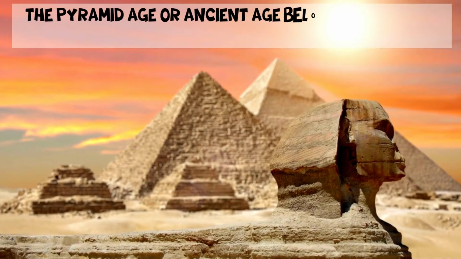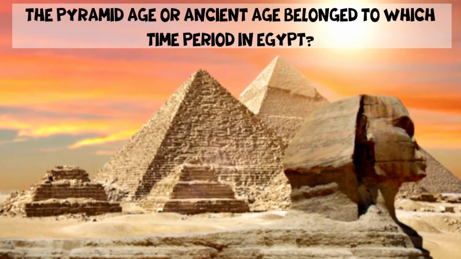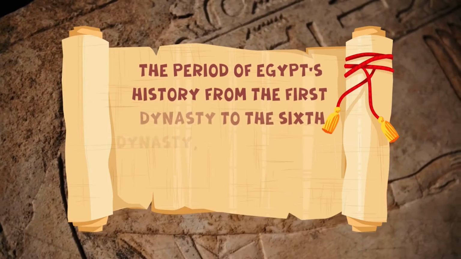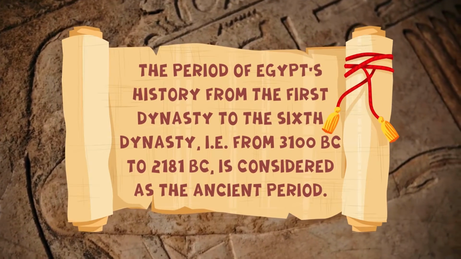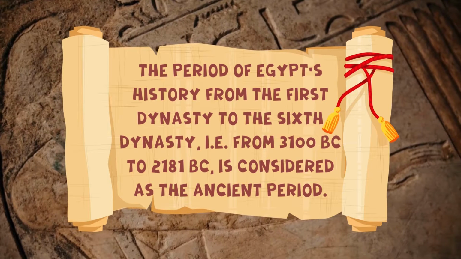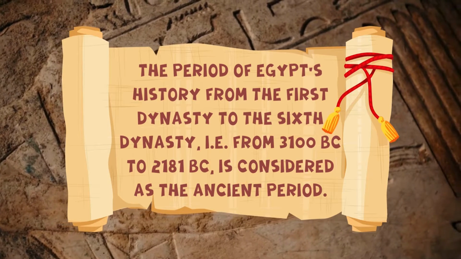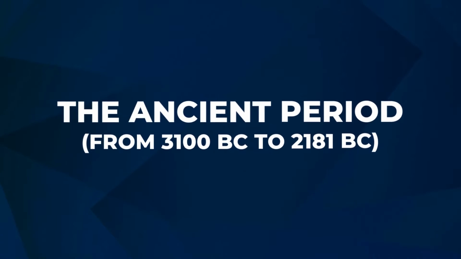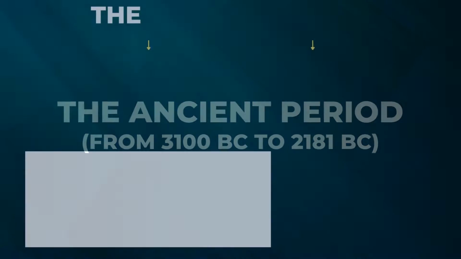Pyramid Age or Ancient Age belong to which time period in Egypt? The period of Egypt's history from the First Dynasty to the Sixth Dynasty, i.e. from 3100 BC to 2181 BC, is considered as the ancient period. Some researchers divide this period of nearly 1,000 years into another two additional eras.